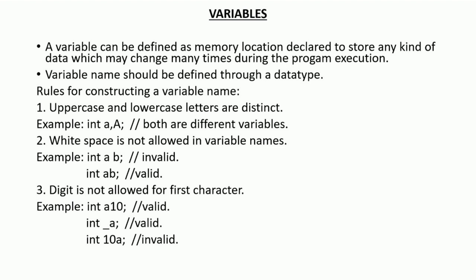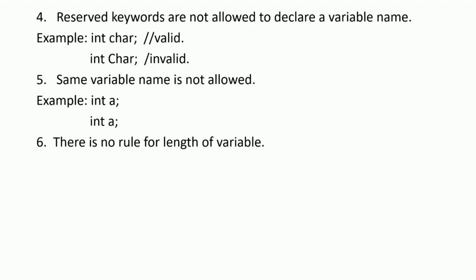If you want to declare a variable name A10 or 10A, now you can see on the screen A10 is a valid variable name, but including a digit first is not valid. So integer 10A is not valid. You can also include underscore and it is a valid variable name. Moving ahead to further rules, reserved keywords are not allowed to declare a variable name. There are certain keywords in C language that are reserved for a program, so you cannot use those keywords to declare a variable name.